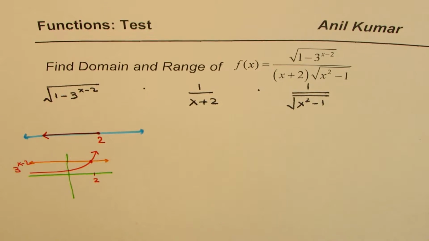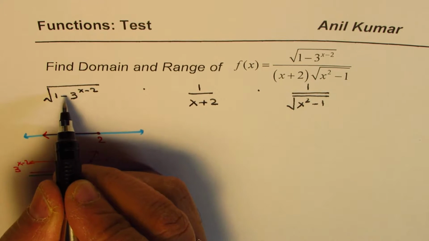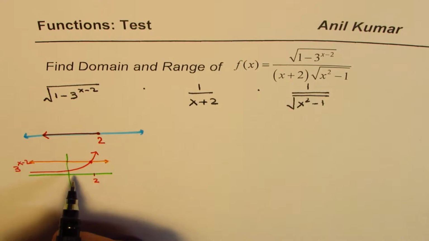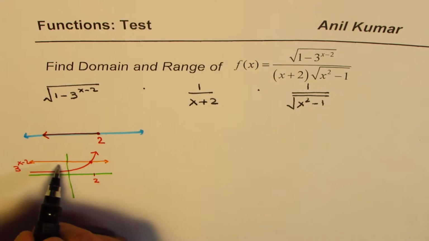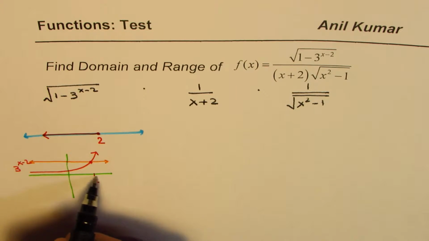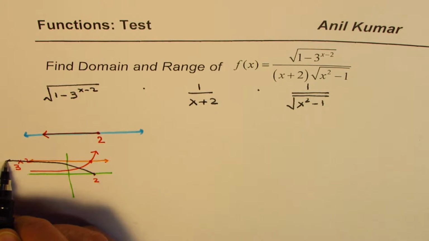Is it okay? The domain of this function will be kind of like this. And if you really want to sketch the function, it is the difference of these two: 1 minus this, and then square root. So if I put 0 here, it will be slightly less than 1. So the sketch will be kind of like this. Do you see that?